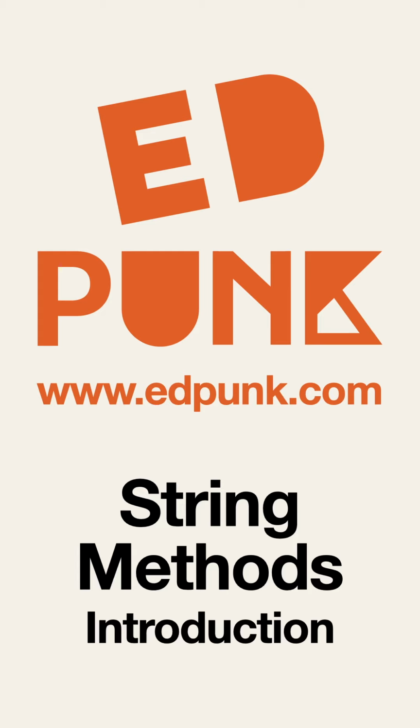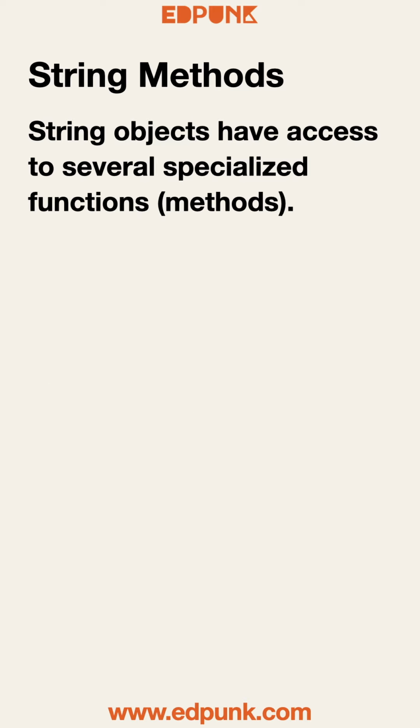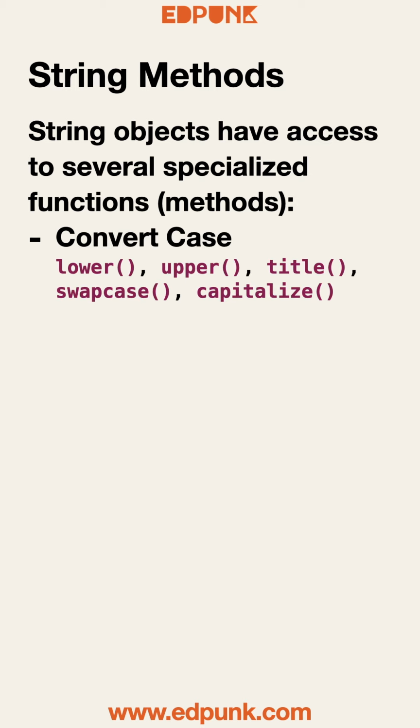Hi friends, in this video, you will get a quick overview of the various string methods available in Python. Methods are specialized functions only available to an object of specific data type. String objects have access to various methods which can be categorized as case conversion methods such as lower, upper, title, swap case and capitalize.